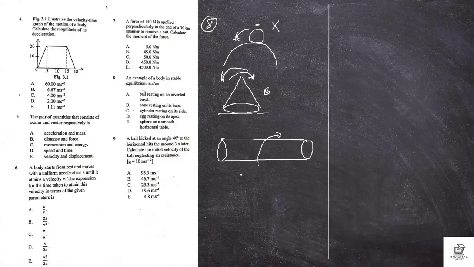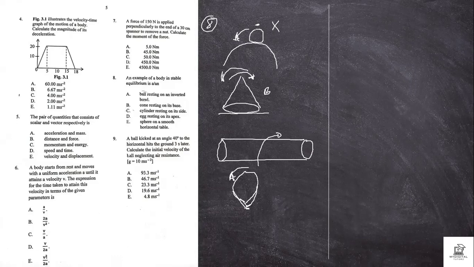We have an egg that is resting on its apex, something like this. I might not get it. You know, eggs, isn't it? Assuming it's resting on this, can we say it's stable? No, because if I displace it in this direction, it will not return.